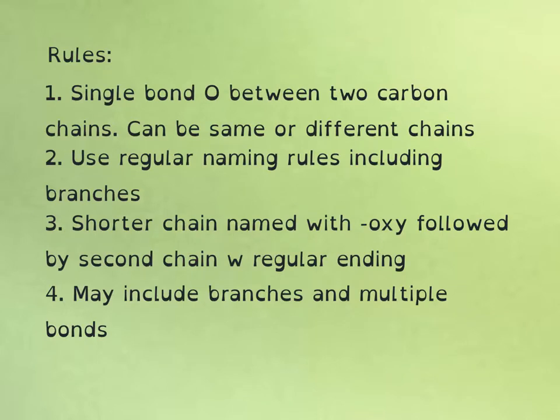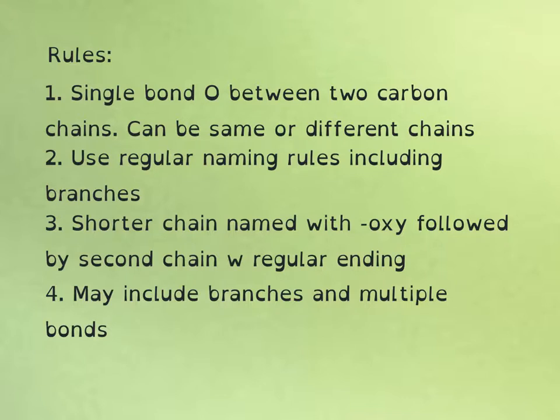So here are the rules. You have this oxygen connected between two carbon chains, and it's a single bonded oxygen with the two lone pairs on it. They can be the same or different chains, and you're going to use the regular naming rules, including branches. So, you might have a propane, you might have a butene with a double bond, you might have a 2-methyl butane where you have that carbon group off the side of carbon number 2.